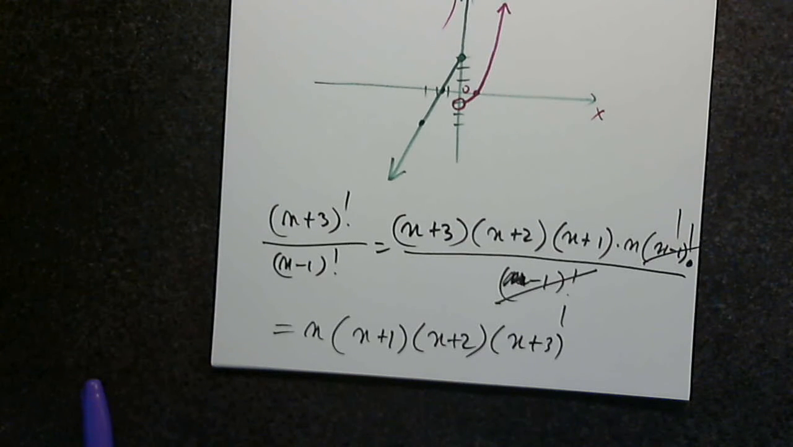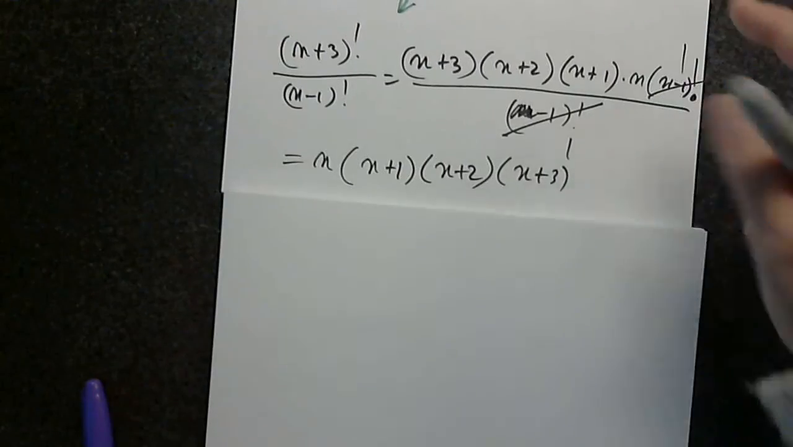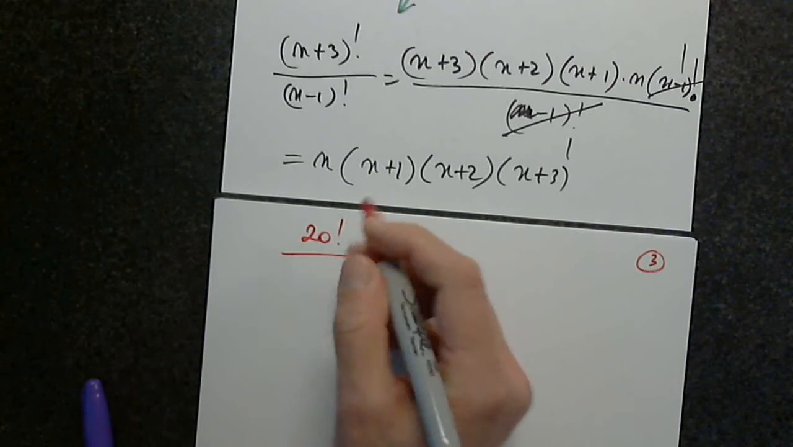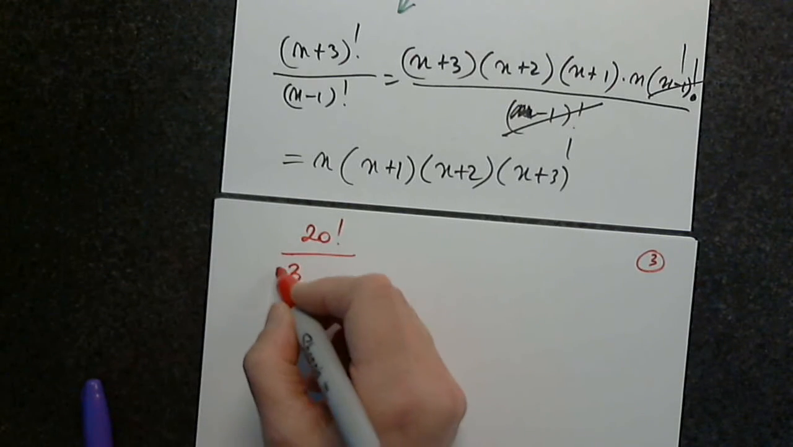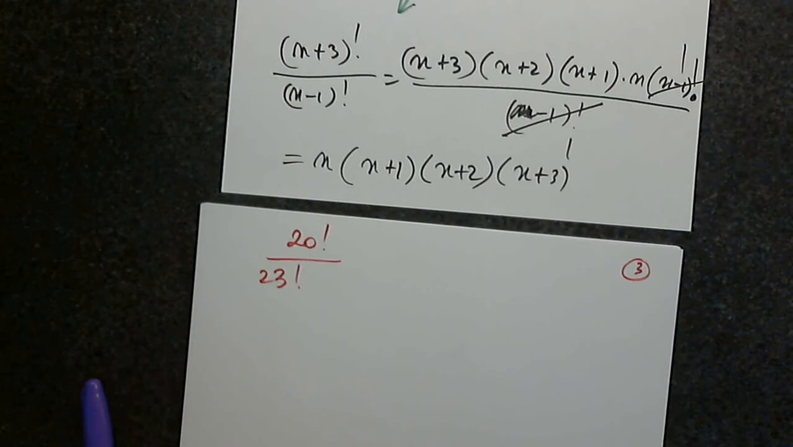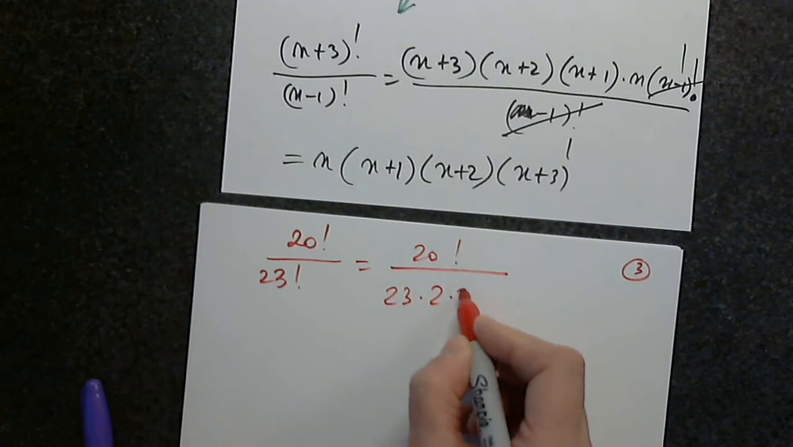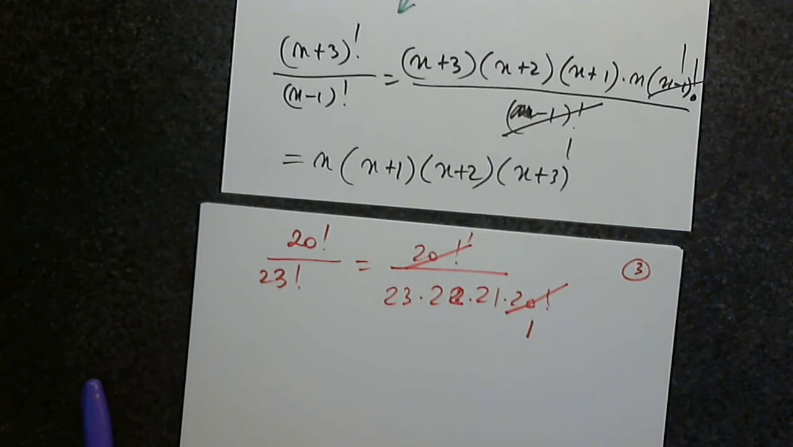So that was a non-numerical one. In other words, it had a variable in it. But now let's take a look at a numerical one. So for example, let's say 20 factorial divided by 23 factorial. Which one is bigger? Well, obviously the denominator this time is bigger, so I have 23 times 22 times 21 times 20 factorial, so I can simplify.